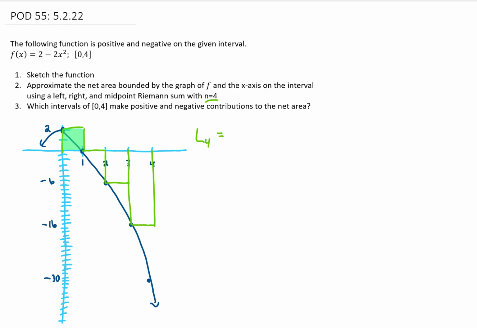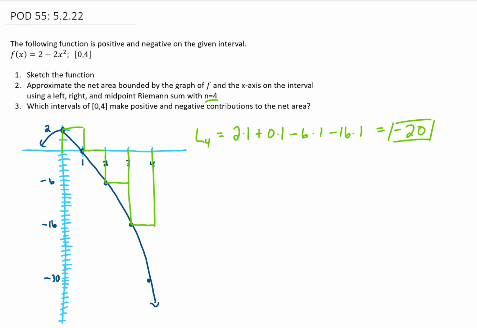Now this first rectangle over here, you'll notice has a height of 2 and a width of 1. This second rectangle has a height of 0 and a width of 1. Our third rectangle is below the x-axis, so we're going to count this as a negative area. Its height is then going to be negative 6 and its width is 1. And this last rectangle here has a height of negative 16 and a width of 1. If you add all of those numbers together, you get a net area of negative 20 for your L4.